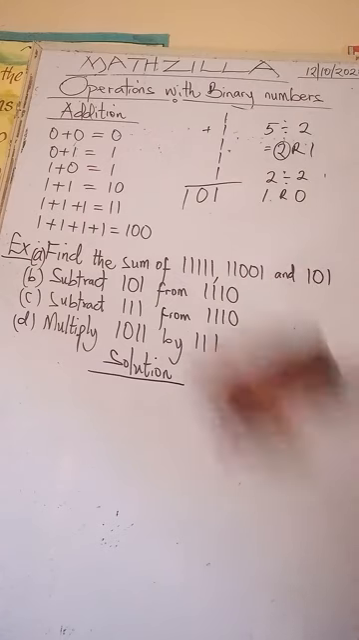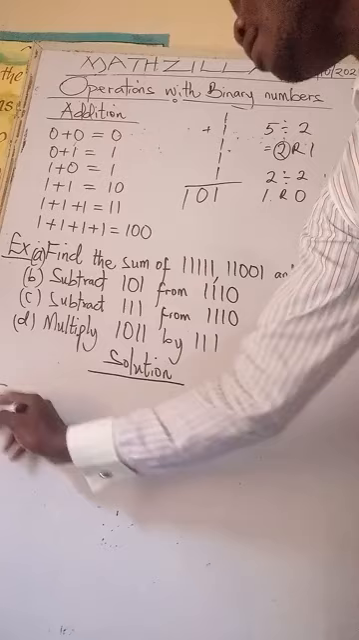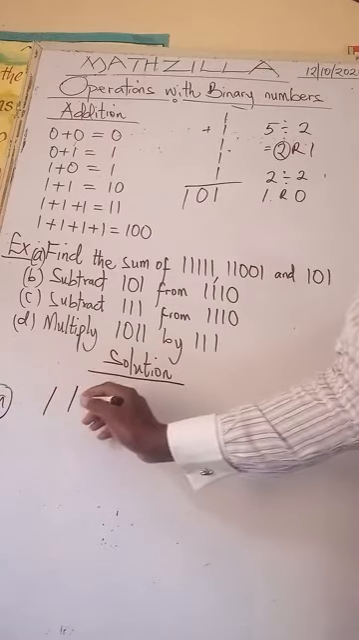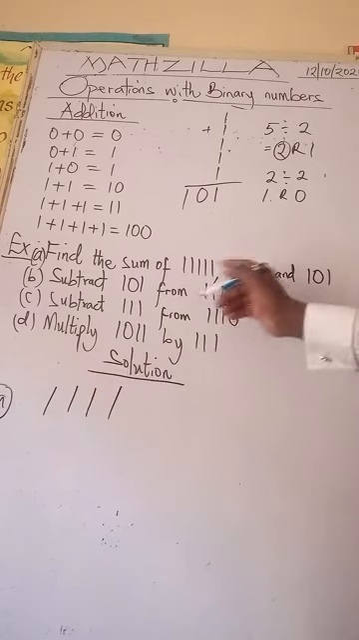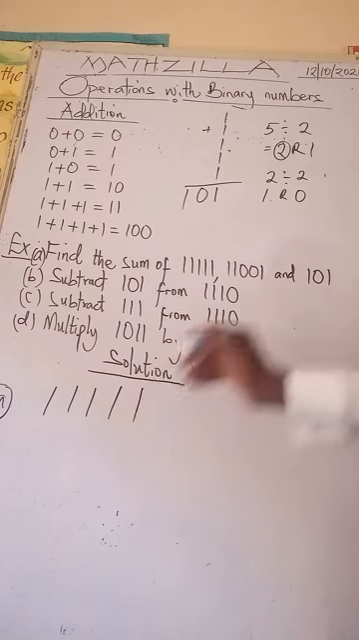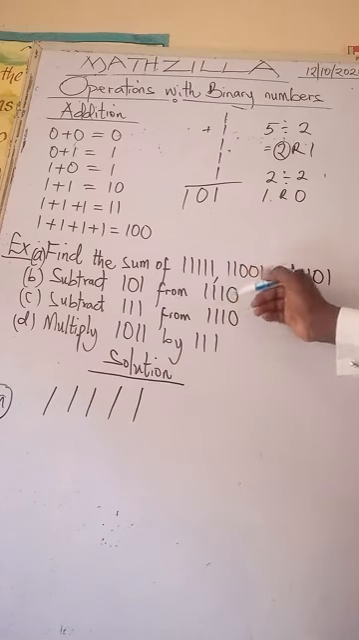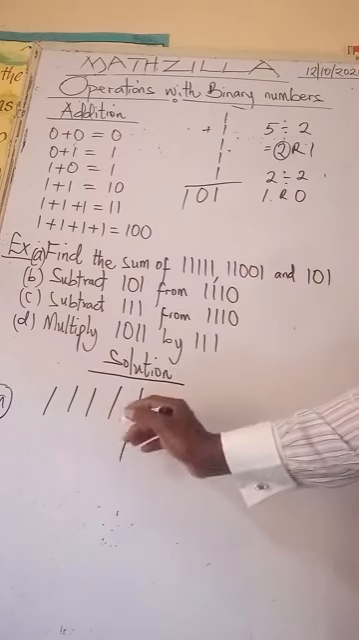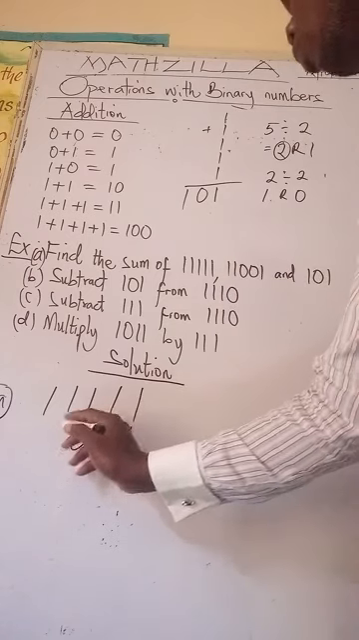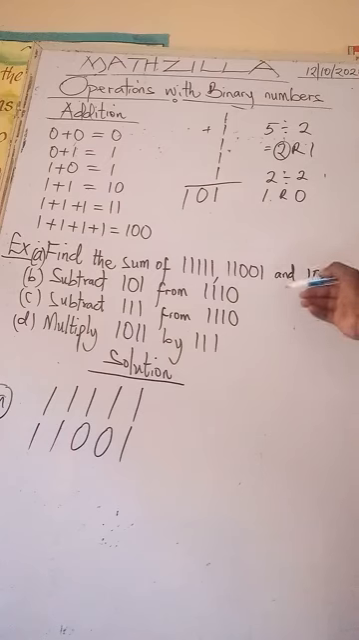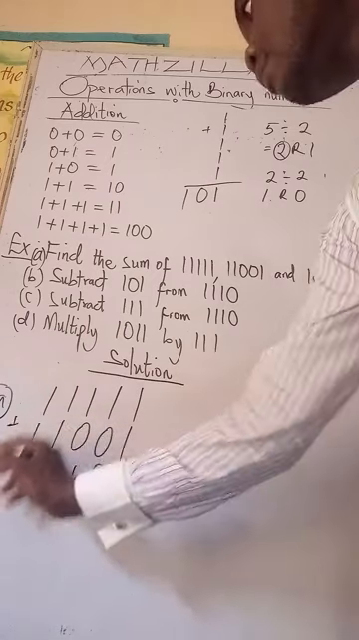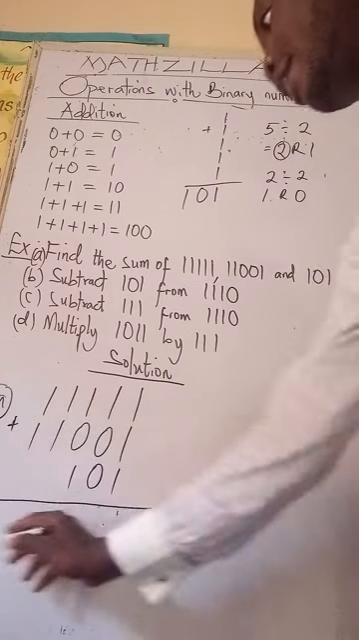So let's take the A part. Find the sum. Sum is actually addition. The sum of 1111, 11111, 11001, 10011, and 101. Always start from the units side. So let's add. Are we together?